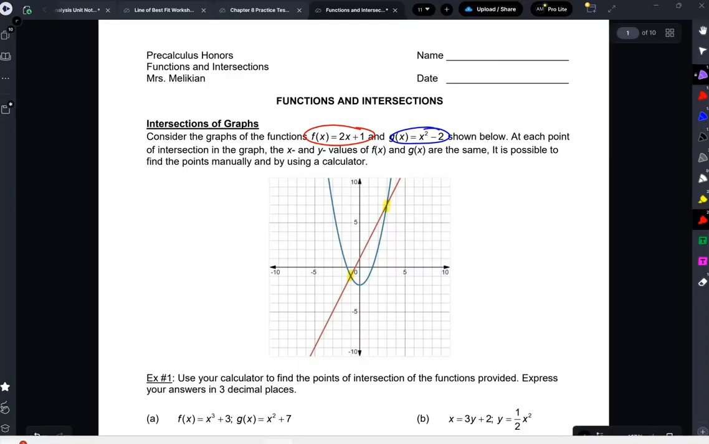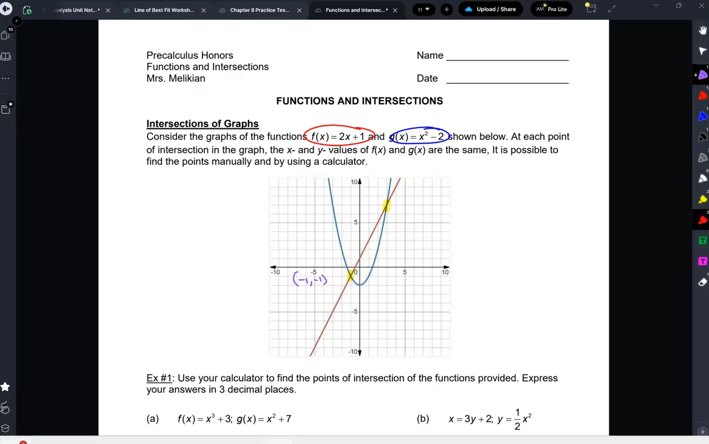One point here I can clearly see is (-1, -1). That means on the red line, when x is -1, y is -1. And then also on the blue parabola, when x is -1, y is -1. They have the same values, but nowhere else is it the same.